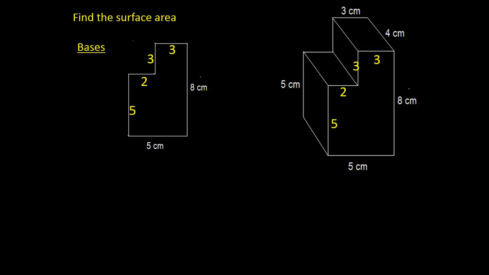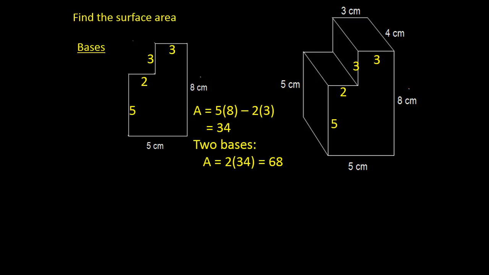So we could divide this up into smaller rectangles to find its area, or we could say, let's find the area of the large rectangle that's 8 by 5 and then subtract off the area of the piece that's been cut out of it, that's 2 by 3. So the area of this shape is 34 square centimeters. Now remember, there's two shapes like this, one in the front and one in the back. So the total area of those two bases is 68 square centimeters. Now we'll just hang on to that number for a minute, and we'll look at the other faces that we have on this figure.